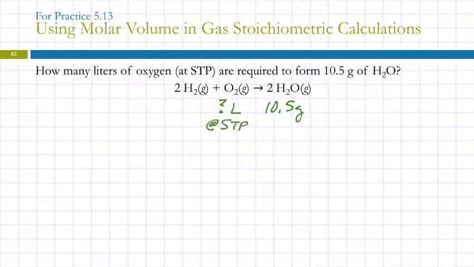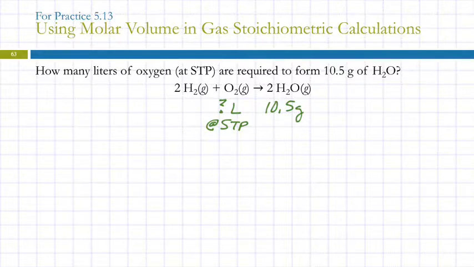At STP means we can use 22.4 liters per mole. If you forget what that number is, but you remember that standard temperature is 273 Kelvin and standard pressure is 1 atmosphere, you can use the ideal gas law to calculate that. But we don't actually have to do that.